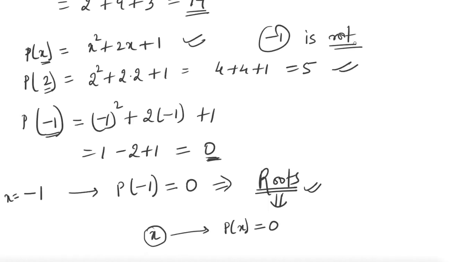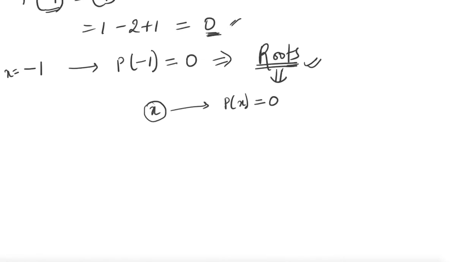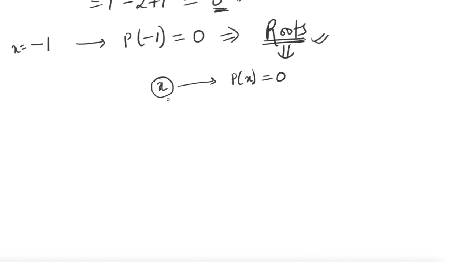Now there may be other values that make the equation 0, that we'll see later, but try to understand the meaning of roots. So I'll again repeat, the values of x for which p of x becomes equal to 0 are known as roots of the given equation.